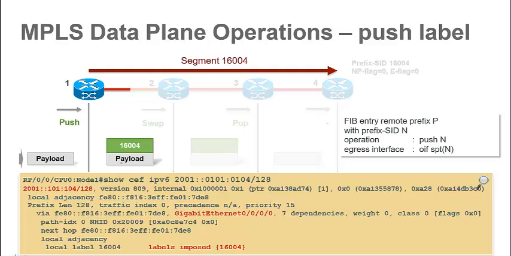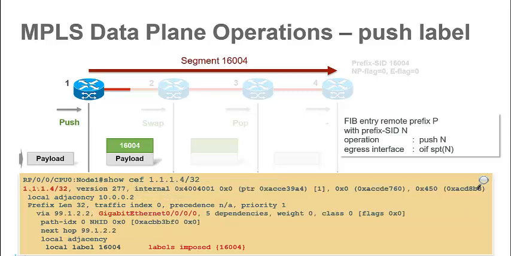This is IPv6, and don't get into IPv6 now. This is for prefix IPv6. The previous one is for IPv4. Focus on IPv4.